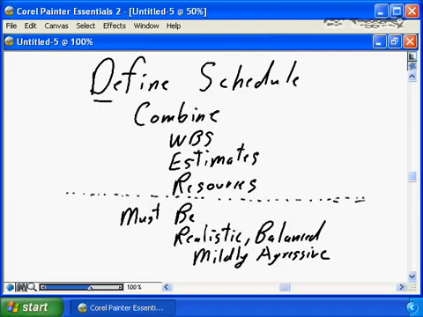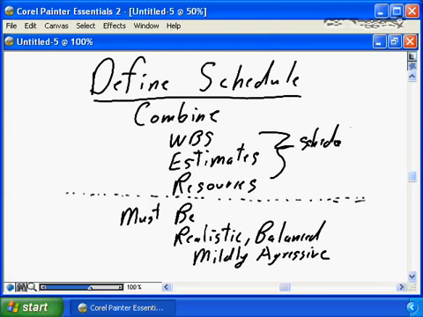The next step is to define the actual project schedule. To create and define the project schedule, we combine the WBS that we just developed, add in detailed estimates for the work. Remember, estimates are for work required to complete each element of the WBS, and then assign the resources to the WBS based on the estimates. We put all of this together into our scheduling tool. We ask our scheduling tool to do its magic, and we get a project schedule.